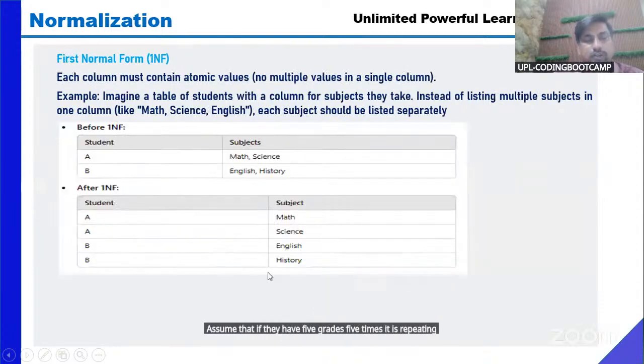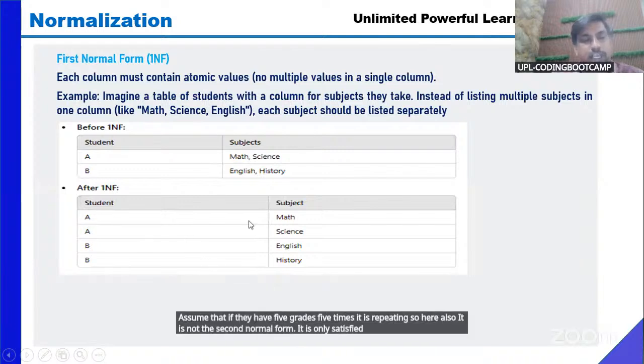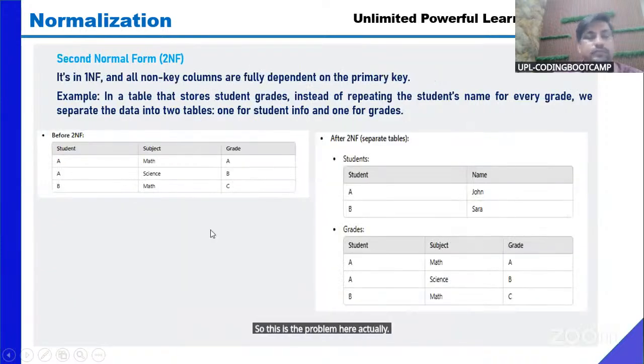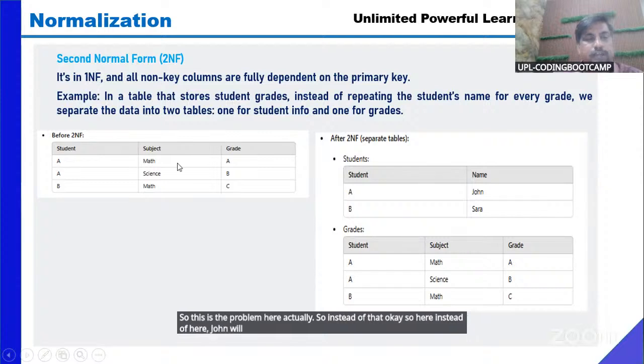So here also, it is not the second normal form. It is only satisfied because A maths, A science, B English, B science. So this is the problem here actually. So instead of that, here instead of A, John will be there. John maths A, John science something like a B grade. So like this, it will be repeating.